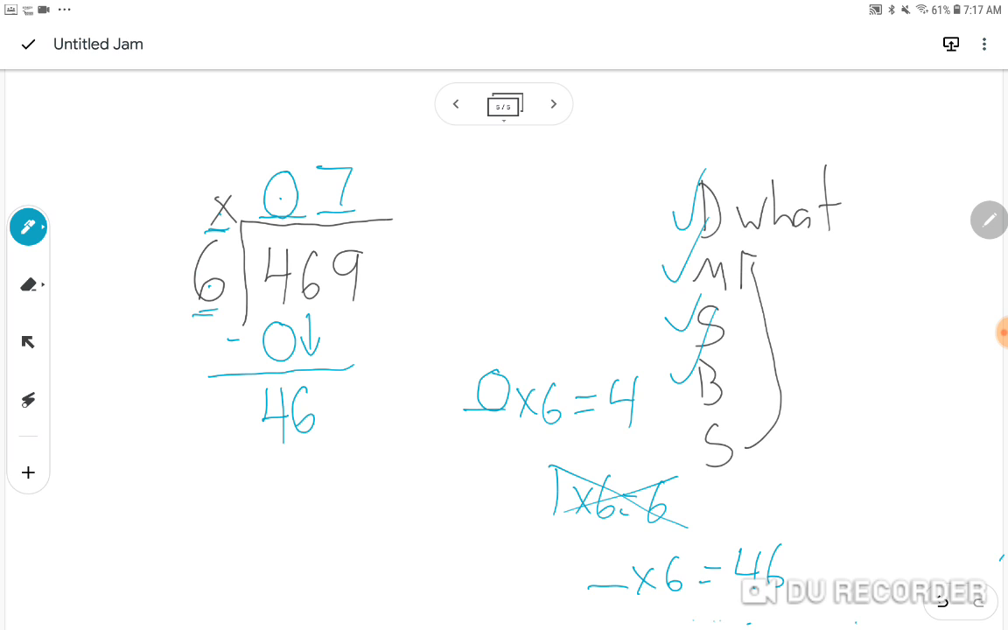Because 7 times 6 is 42. You subtract, right? Because after you multiply, you always subtract. You get 4. Bring down the 9, long arrow, start over.